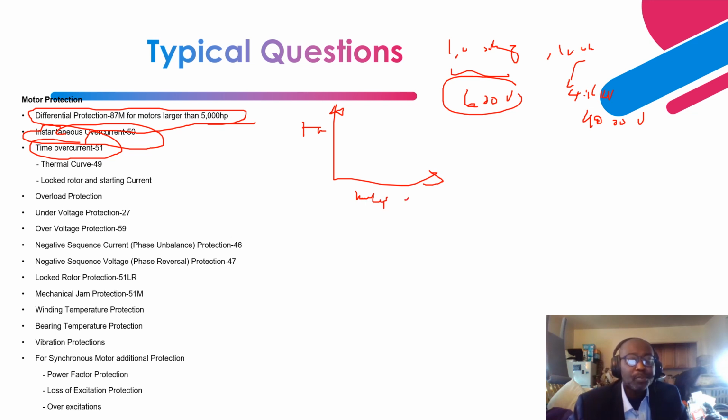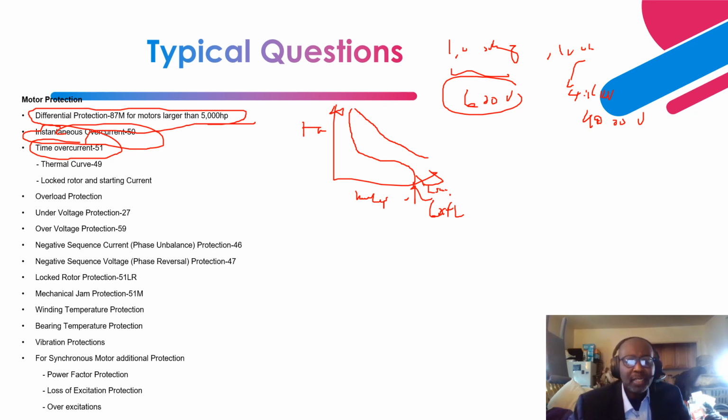Now let's take a look at the time damage curve of the motor, and this is the acceleration curve. If you start a motor, here it's, let's say, 6 times the normal full load amps. Beyond that is when the locked rotor comes into play.